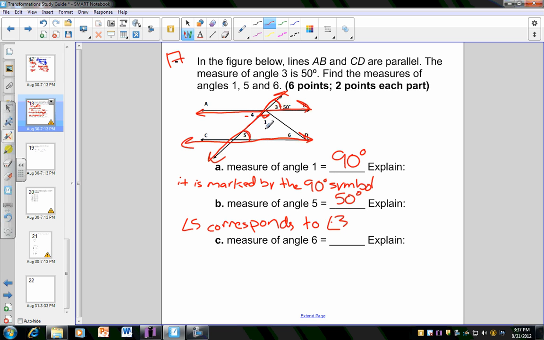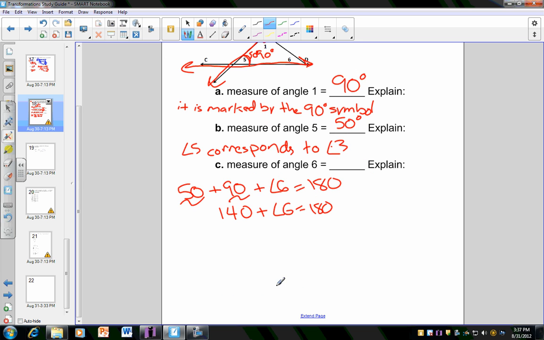Finally, angle 6. Angle 1 is 90 degrees, angle 3 is 50 degrees. How you're going to show me what angle 6 is, is that you know the sum of all 3 angles in a triangle equals 180. So you know one is 50 degrees, the other is 90 degrees, and the other is angle 6, which we don't know yet, and that equals 180 degrees. So you just simply solve this. 50 plus 90 is 140, plus angle 6 equals 180. Subtract 140 minus 140, and you get angle 6 equals 40 degrees.